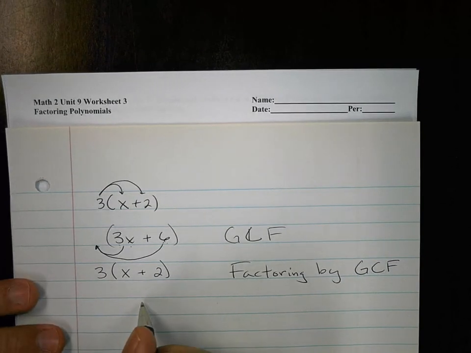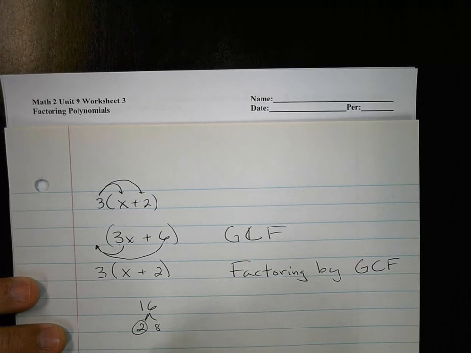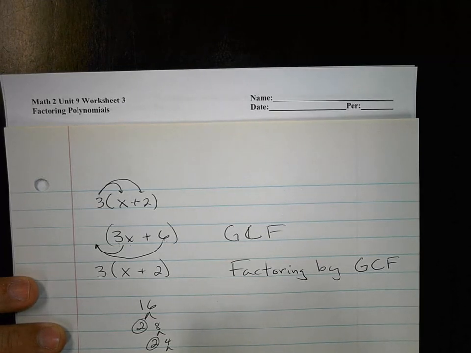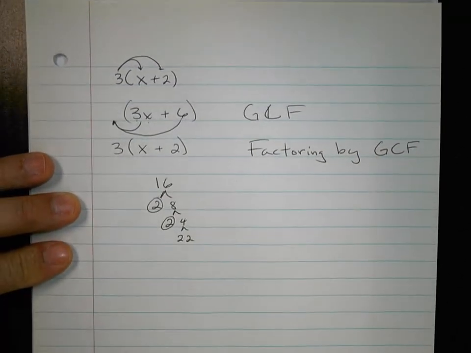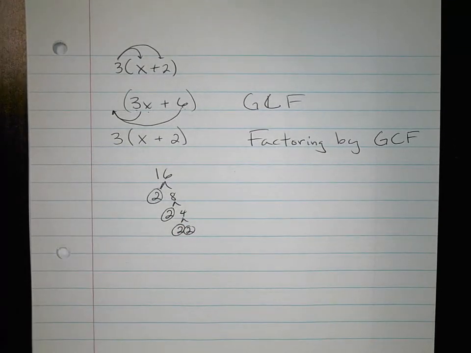When you were younger, you did a factor tree. We took 16 and we broke it up into 2 times 8. That was a factor. And then we took 8 and broke it up to 2 times 4. We had another factor. And we took 4 and broke it up into 2 times 2. Like this, we created a factor tree. Okay, well, we're basically doing the same thing with polynomials.